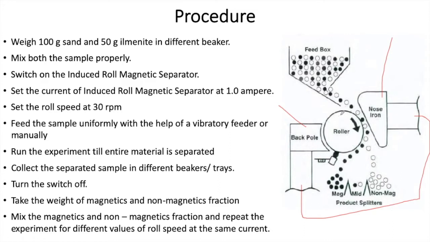This roll is not magnetic, but because it is present between the two pole pieces, the magnetic nature is induced in this roll. It basically consists of alternate magnetizable and non-magnetizable material. The magnetizable material, which is a part of this roll, gets magnetized when the electromagnet is turned on, and the non-magnetic part remains inert. It is not magnetized. For this reason, because the magnetic nature is induced in the roll, it is called an induced roll magnetic separator.